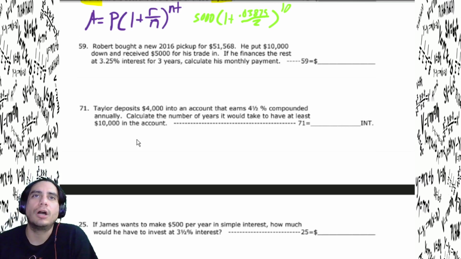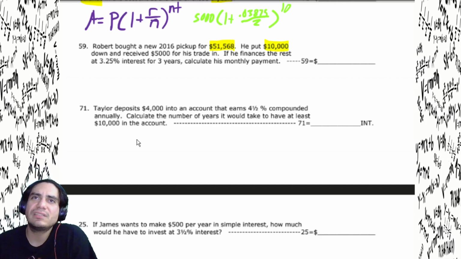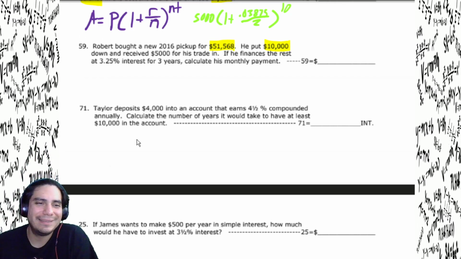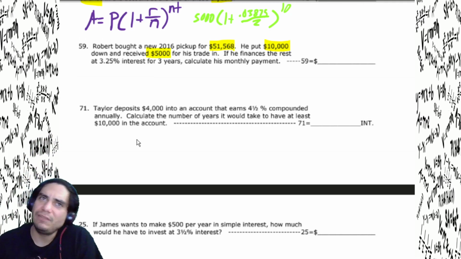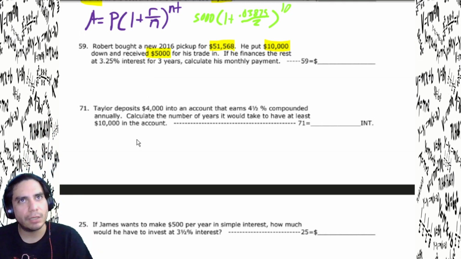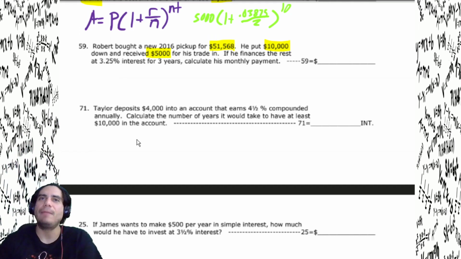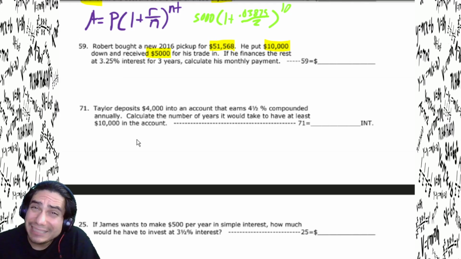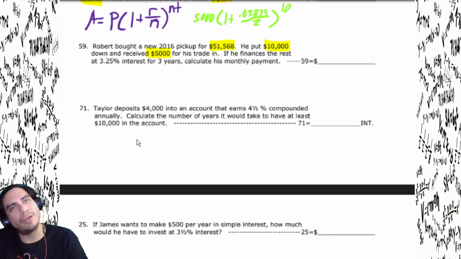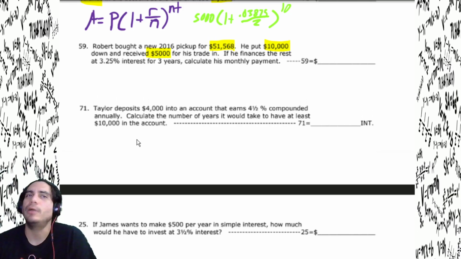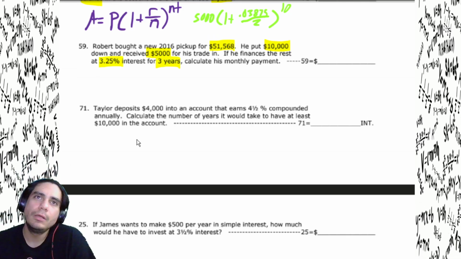We bought a new pickup truck for $51,568. Wow. He put $10,000 down. Wait a second. Dude, he must have borrowed a lot of money for this pickup truck. And he received... dude, he traded in a vehicle? I don't like this. This is a bad move, man. And he's financing the rest? Oh my God, he's borrowing a lot of money just so we could have that pickup truck. I'm not a fan of this at all. But this is my personal opinion.